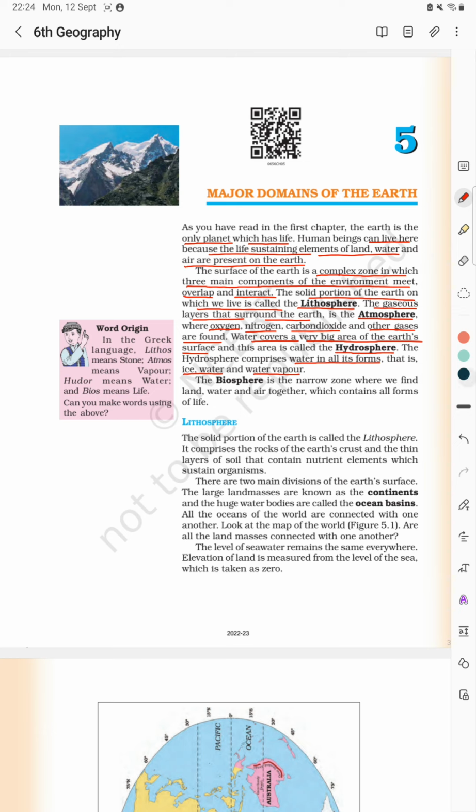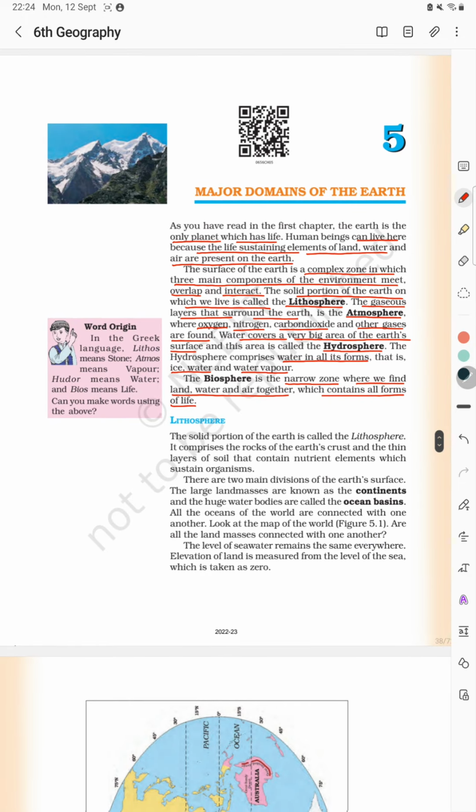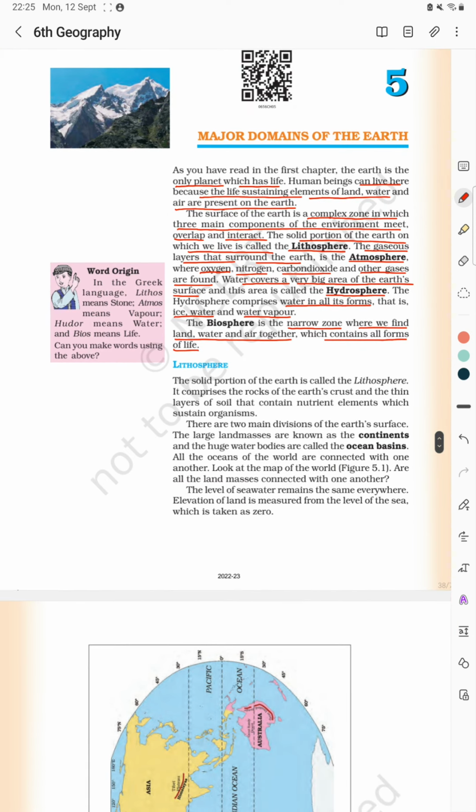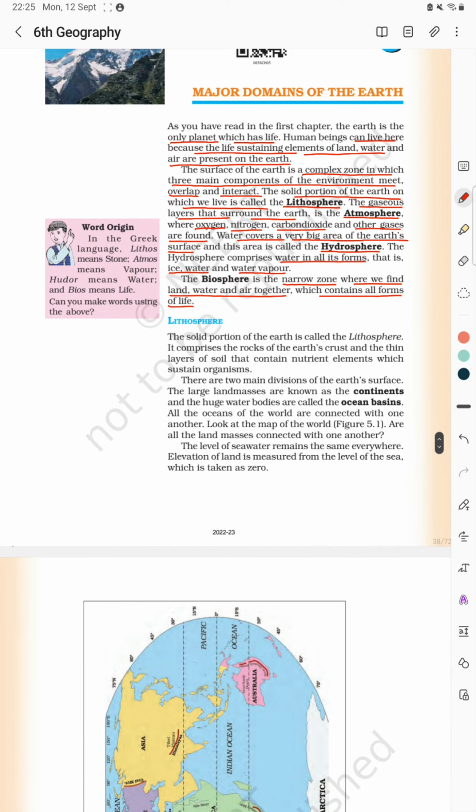Then there is biosphere. Biosphere is a narrow zone where we find land, water, and air together, which contains all forms of life. Basically, biosphere is a narrow zone where lithosphere, atmosphere, and hydrosphere exist, where life is possible. So we'll discuss lithosphere, atmosphere, hydrosphere, and biosphere one by one. Let us start with the lithosphere.